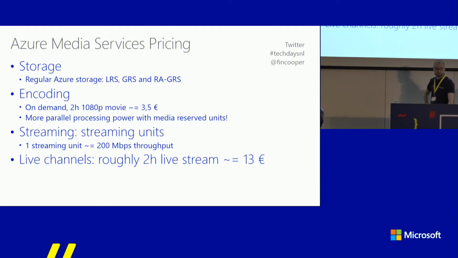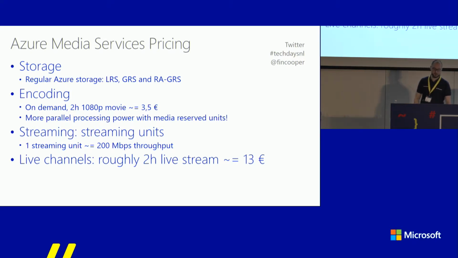Not bad. And the streaming units are available for us as well. As I mentioned, they have 200 megabytes per second throughput each. We can have as many of those as we want, and they cost a couple of €100 per unit, as long as they are up.